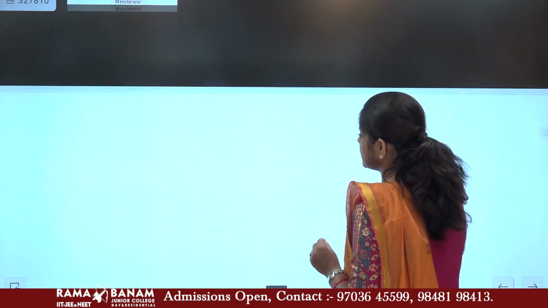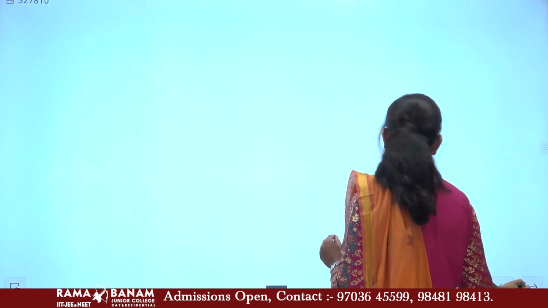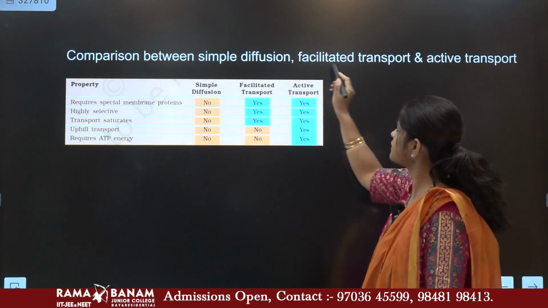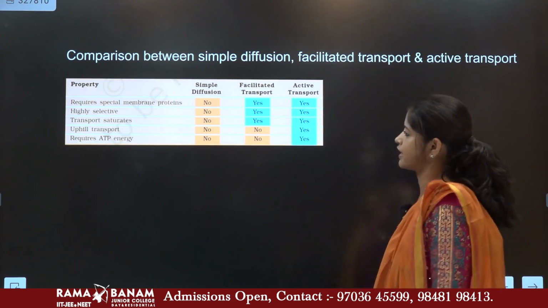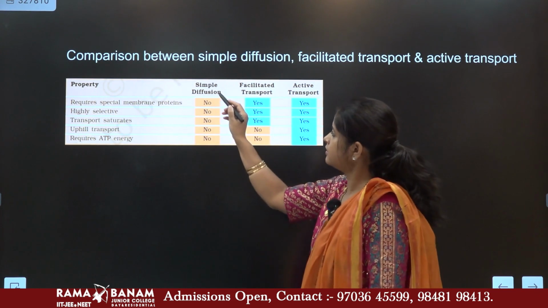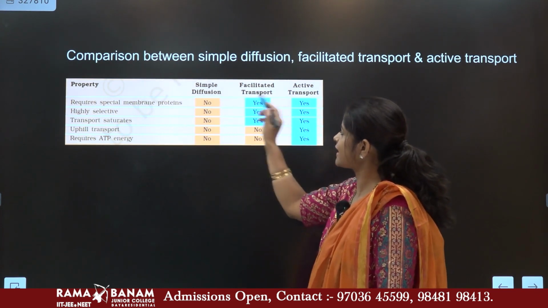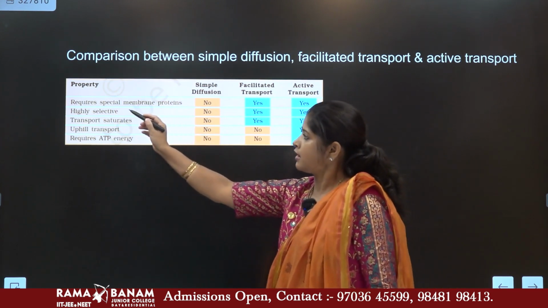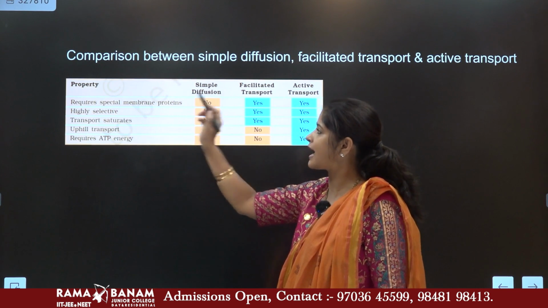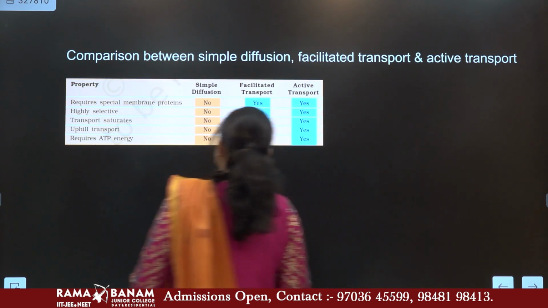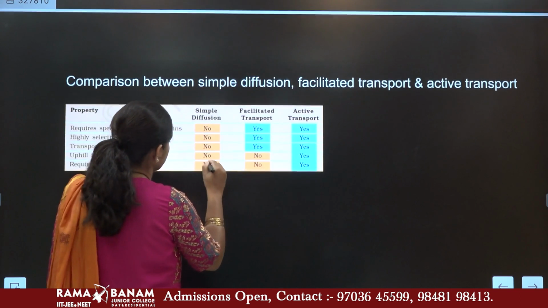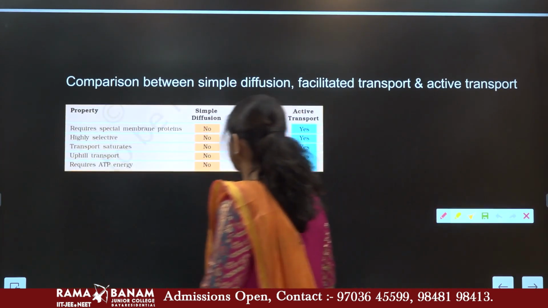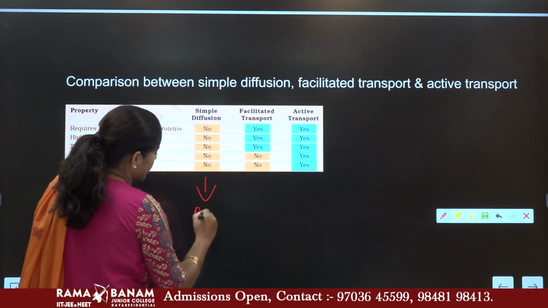In the means of transport, three ways are there that we will look at. Here the comparison is given, between the simple diffusion, facilitated transport and the active transport. First we need to see whether the membrane proteins are required or not. Student, for the simple diffusion, there is no requirement for the membrane protein.